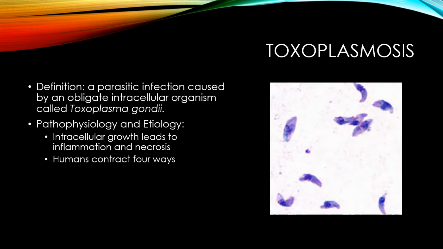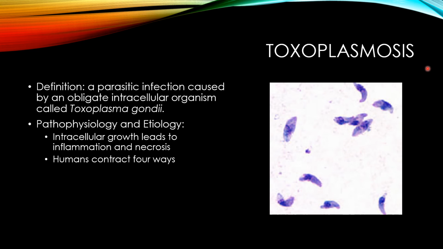Let's talk about toxo or toxoplasmosis. It's a parasitic infection caused by an obligate intracellular organism called Toxoplasma gondii. It is highly prevalent in warm and humid climates. Immunocompromised people, such as those with HIV, AIDS, patients undergoing chemotherapy, and pregnant women are highly susceptible to contracting toxoplasmosis. Its pathology, again, obligate intracellular growth of tachyzoites results in direct cytopathic effects, cellular inflammation, and necrosis.